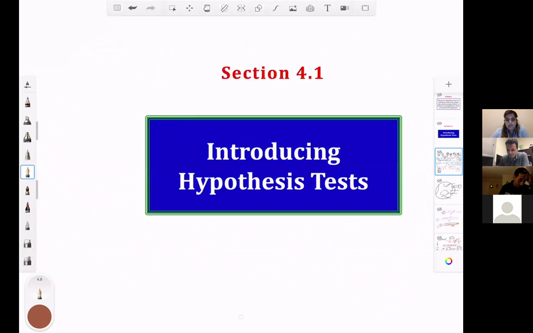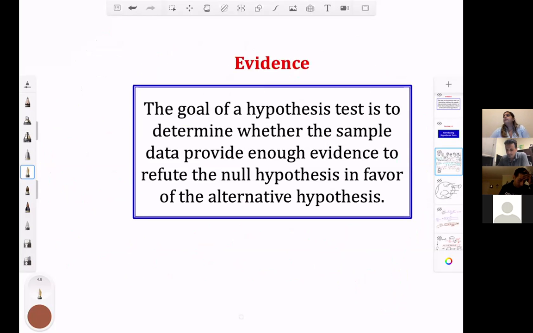Let's move on, introducing the hypothesis test. That's what we did: we tested. The goal of a hypothesis test is to determine whether the sample data provide enough evidence to refute the null hypothesis in favor of the alternative hypothesis. So we're going to see the words alternative and null hypothesis.